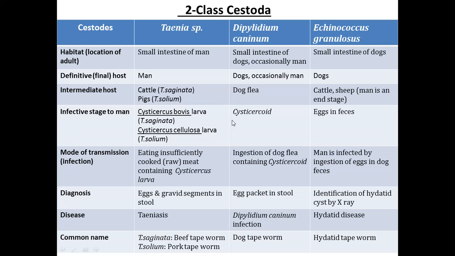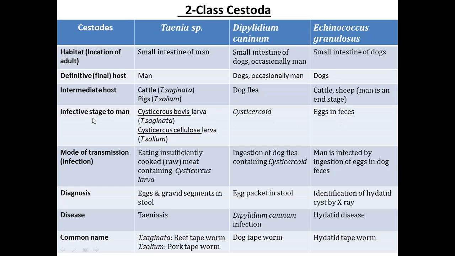Okay, in case of Dipylidium caninum, the intermediate host is the dog flea. Flea يعني برغوت, dog flea. The cysticercoid is formed inside the dog flea. In case of Echinococcus granulosus, okay, the eggs are found in feces. Eggs came from feces of the dogs, the definitive or final host.